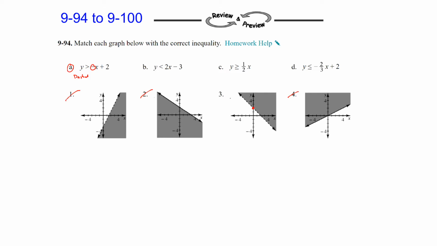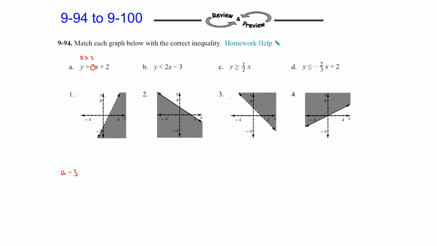You could plug in the point 0, 0 to see that it is false. 0 is not greater than 2. So all those things apply there, but since it is a matching, we could get away with some stuff here by not having to do the entire problem. So it does look like A will match up with 3. So I'll do it this way. A and 3 go together.